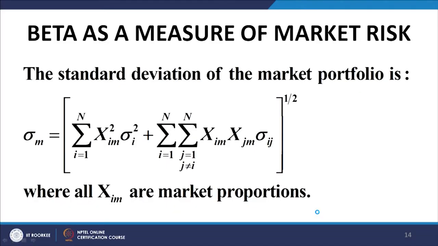Now, beta is a measure of market risk. I just said that beta offers a method of measuring the market risk. Let me try to justify this statement. The standard deviation of a market portfolio is given by this expression that you have on the slide, where all the x_im are market proportions. I repeat, you are talking about the market portfolio. And because you are talking about the market portfolio, the standard deviation of the market portfolio would be determined by the market proportions, and therefore, all the x_im that are included here are the market proportions.